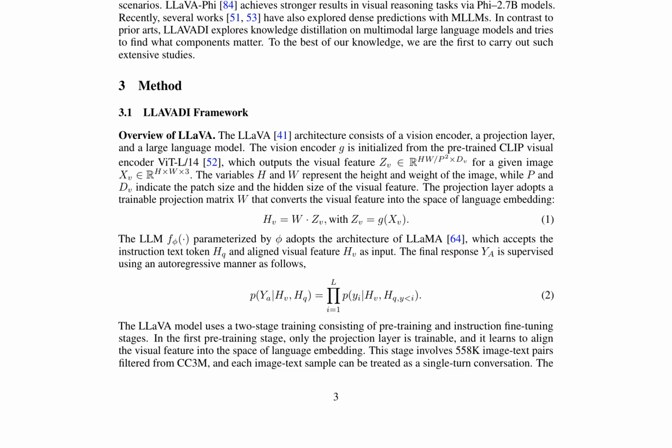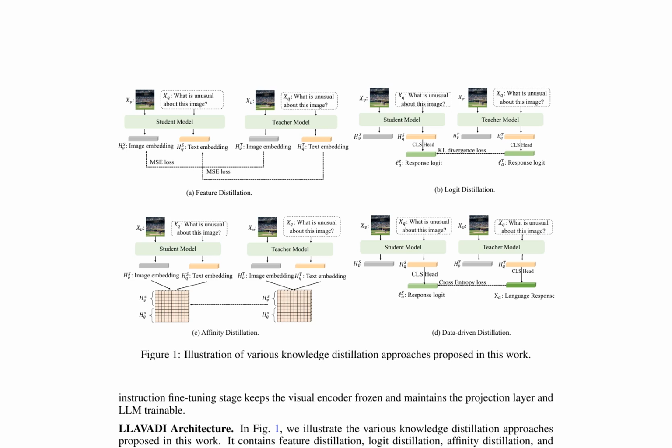The study highlights the importance of understanding the components that matter in multimodal large language models. By exploring knowledge distillation on these models, researchers can develop more efficient and effective models, ultimately leading to improved performance on various tasks. The authors propose a range of knowledge distillation methods for multimodal language learning, MLLM, models, as illustrated in Figure 1. These include feature distillation, logit distillation, affinity distillation, and data-driven distillation.